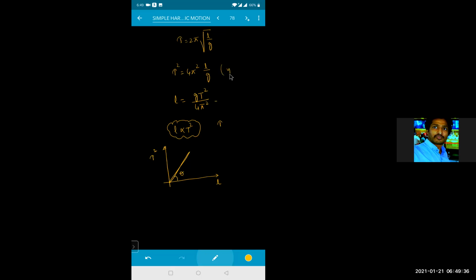Something like y is equals to m into x. On x axis you are taking the length, and on y axis you are taking the t square. And slope will be equal to how much? That is nothing but your slope కదా. That will be equal to how much for me? 4 pi square divided by G. Yes, sir. అవును కదా?